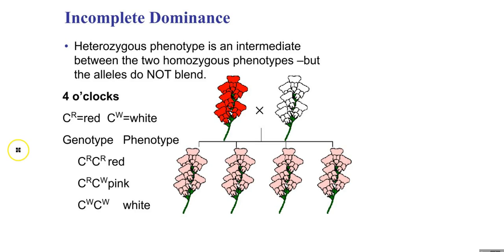So we're going to denote the red allele as C superscript R, the white as C superscript W, and then our F1 offspring would all show this pink phenotype, so their genotype would be C superscript R, C superscript W. They would be heterozygous.